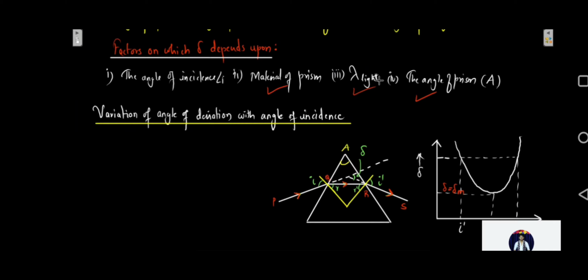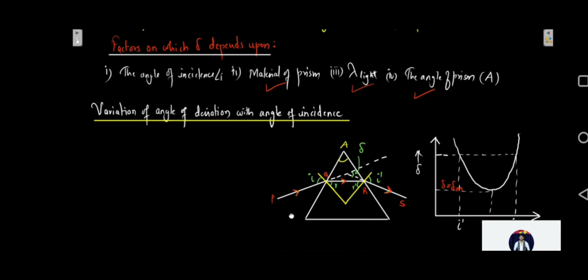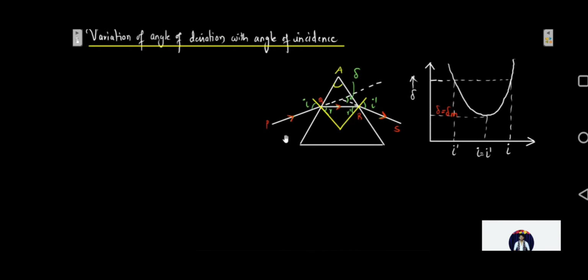So if we set this condition, that is for the same prism and for the same light, the angle of deviation would be dependent only on angle of incidence, because the rest of the things are automatically going to remain same, because you are not changing the prism, you are not changing the light. So in that case the angle of deviation will only be dependent upon angle of incidence.